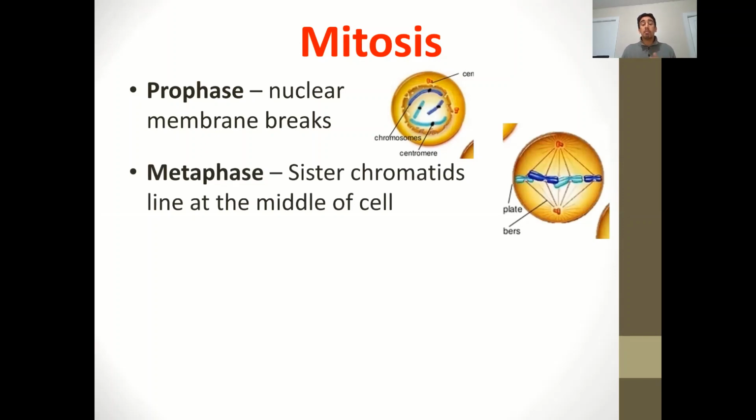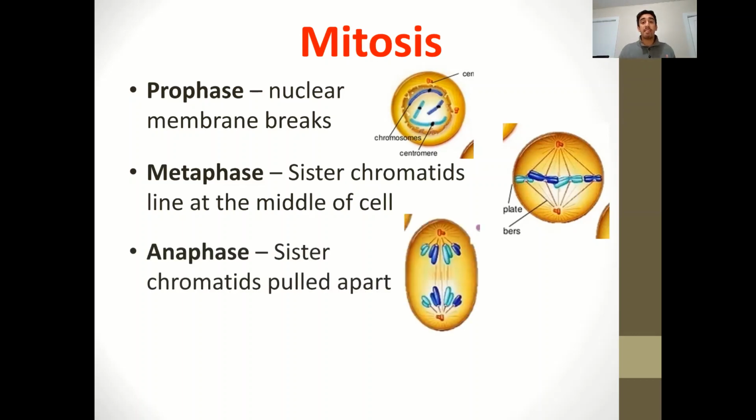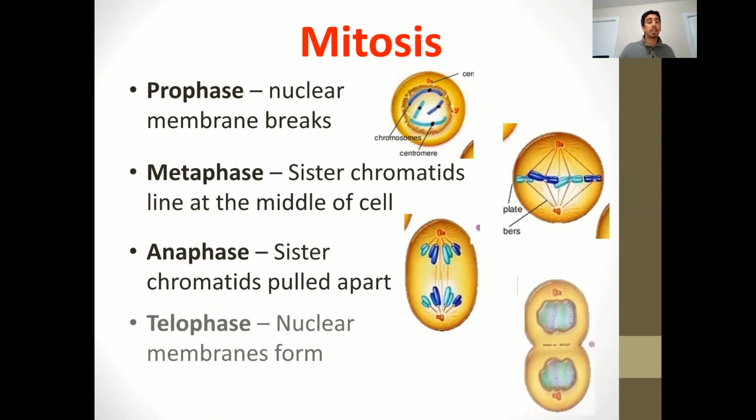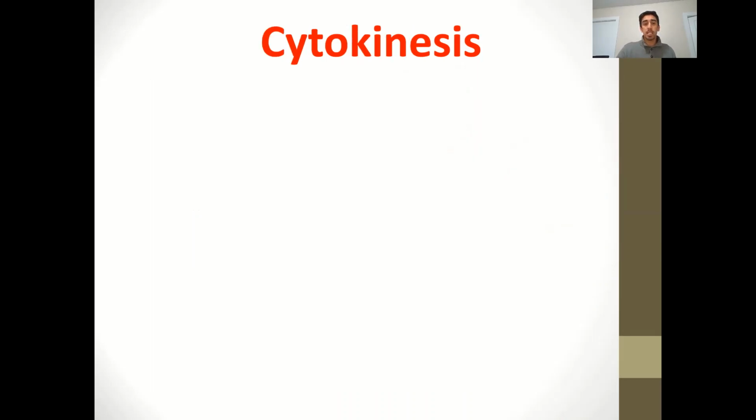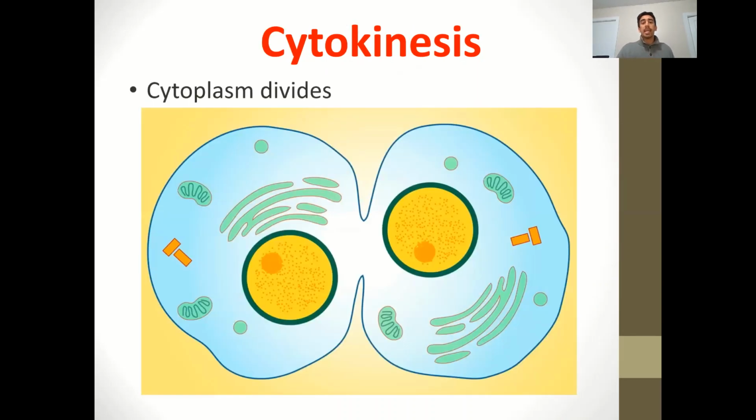Next, we have metaphase. In metaphase, the sister chromatids line along the middle of the cell. Next, we have anaphase, and in anaphase, these sister chromatids are getting pulled apart to opposite ends of the cell. And finally, we have telophase. In telophase, that nuclear membrane begins to form again. The diagram shows two nuclear membranes forming. Lastly, cytokinesis. In cytokinesis, the cytoplasm divides, and this is one of the final stages that occur before two identical daughter cells are created.